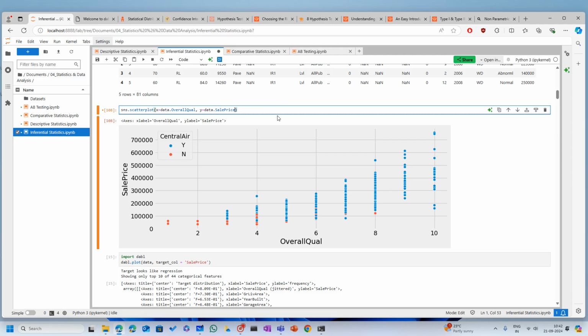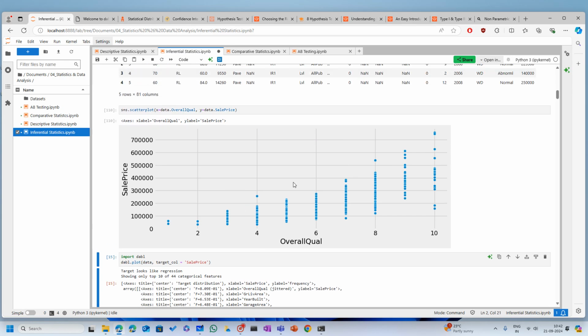So our general scatter plot looks like this. We have plotted overall quality of the house versus sale price. From this graph we can infer, higher the quality, higher the sale price. As you can see, the plot has gone like this, prices have gone in an increasing manner.